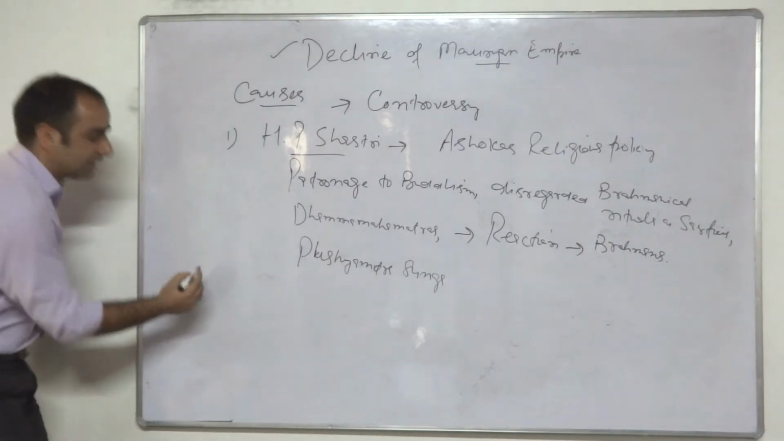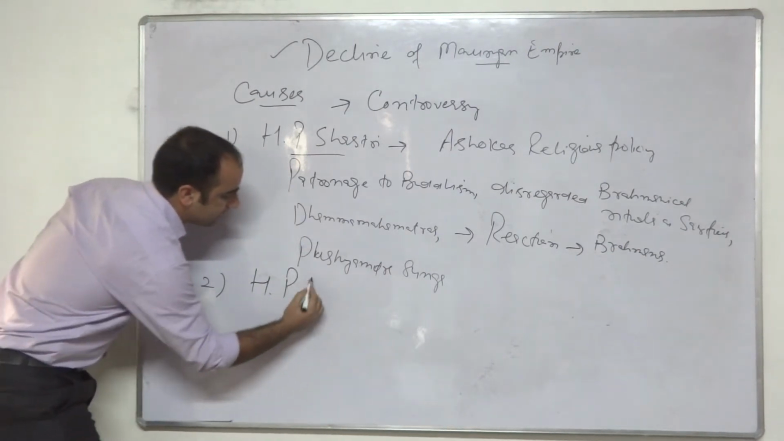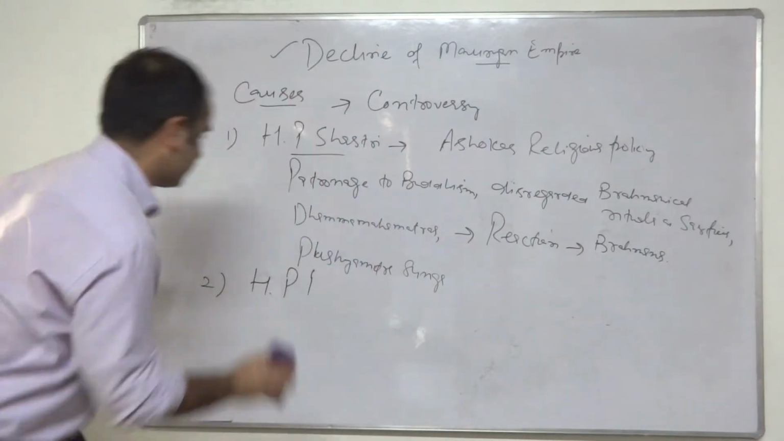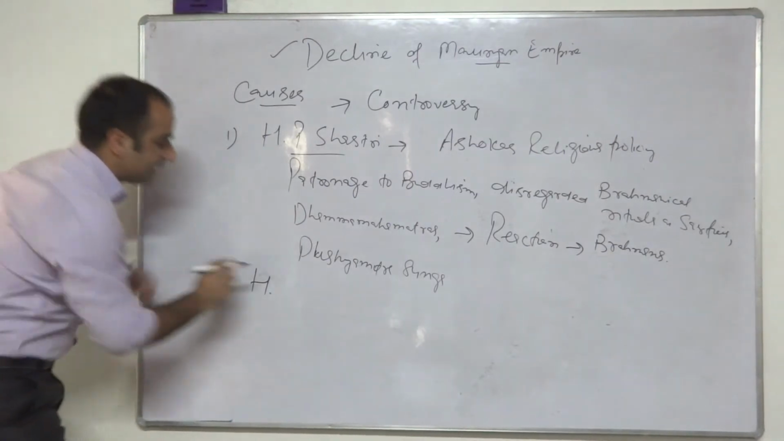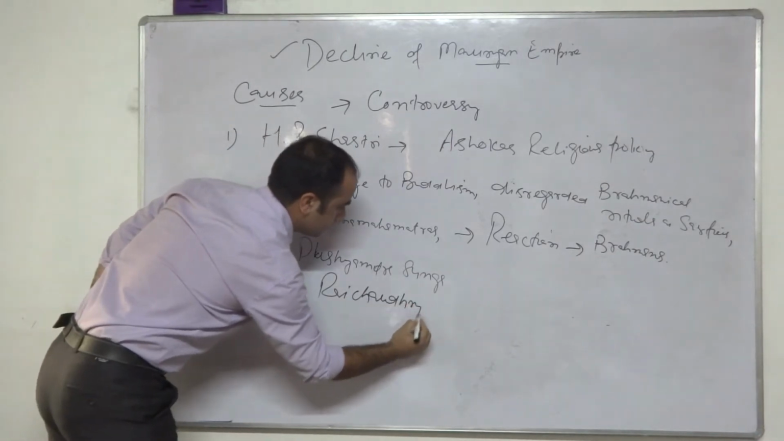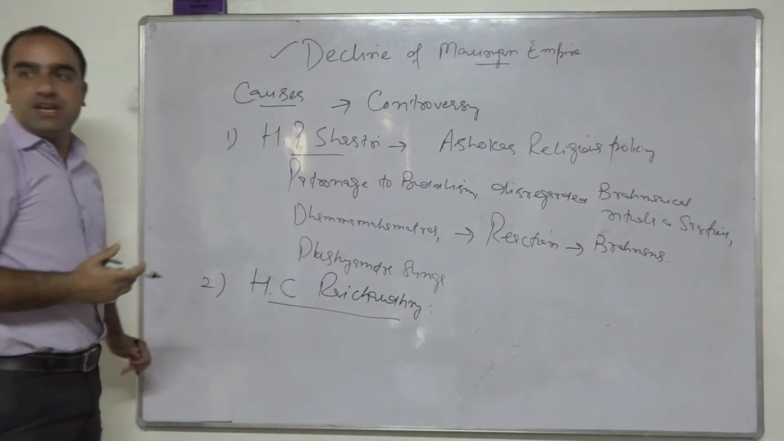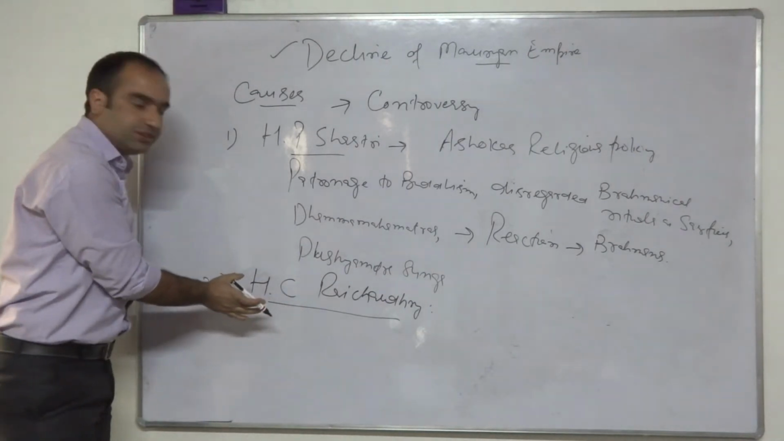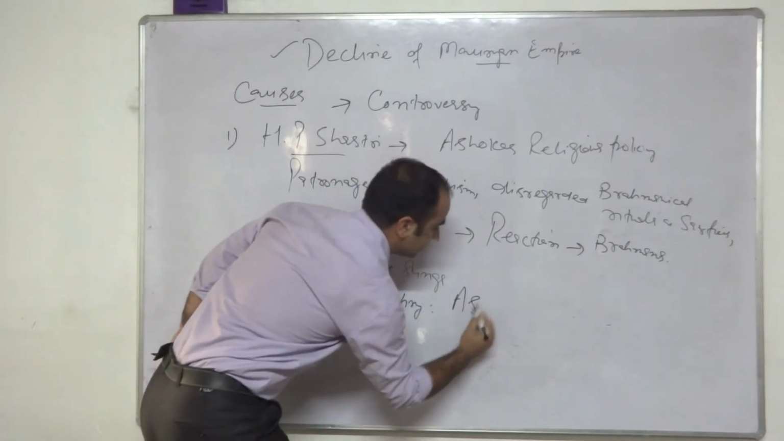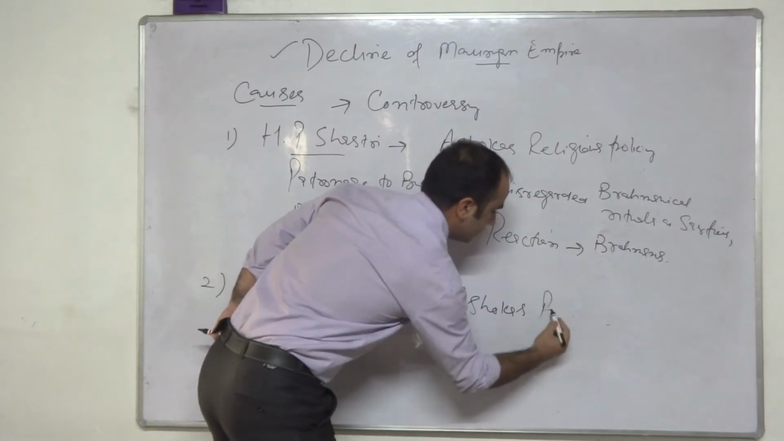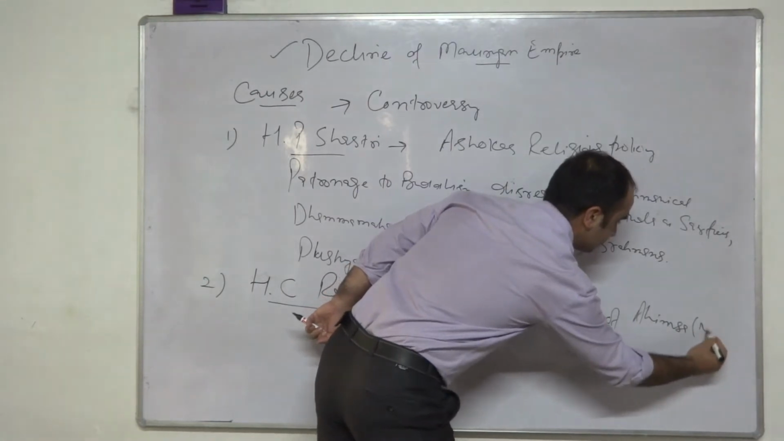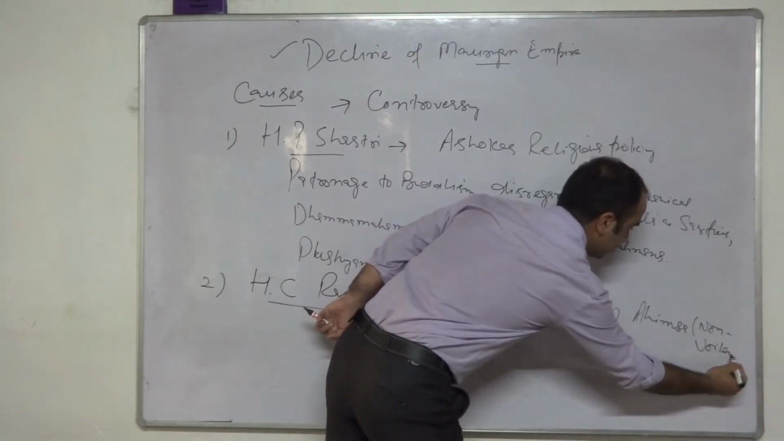Now there is another important historian. His name is H.C. Raichaudhary. H.C. Raichaudhary and other historians, the school of thought led by H.C. Raichaudhary, are saying that it is Ashoka's policy of ahimsa, or non-violence.